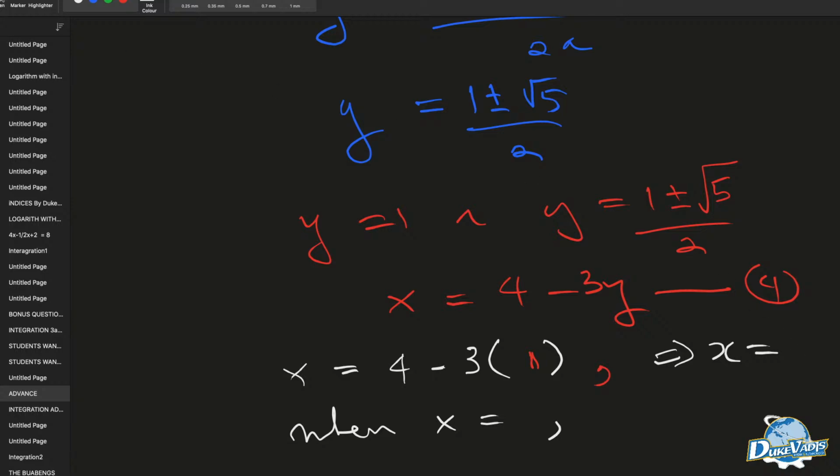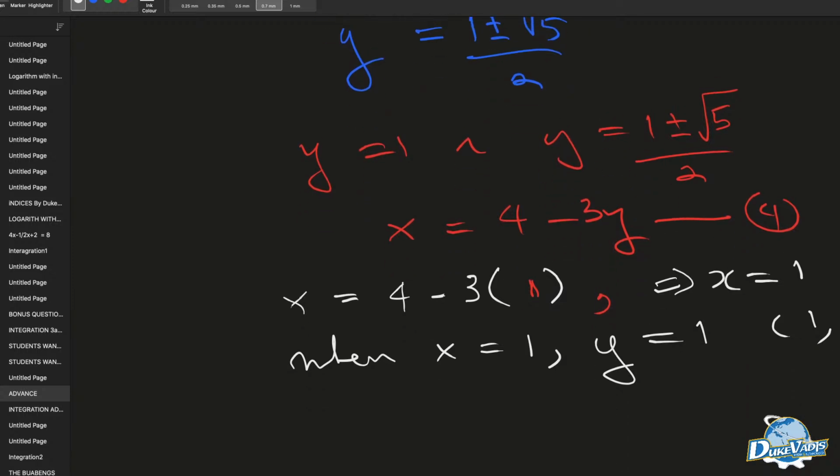So our x is 4 minus 3. So x is equal to 1, then our y is equal to 1. So this is the first value. So we have (1, 1) as the first coordinate of the equation.